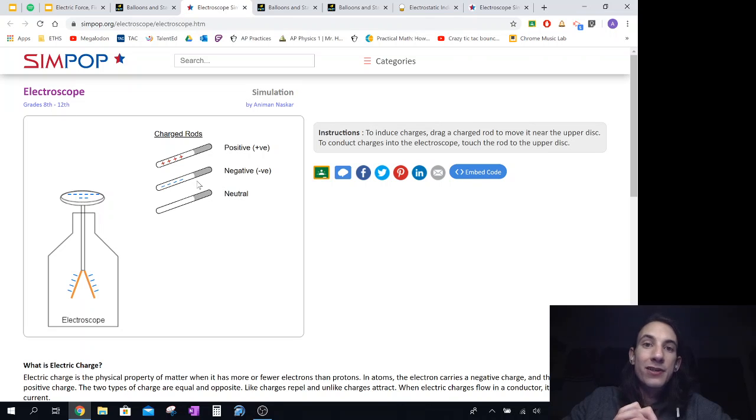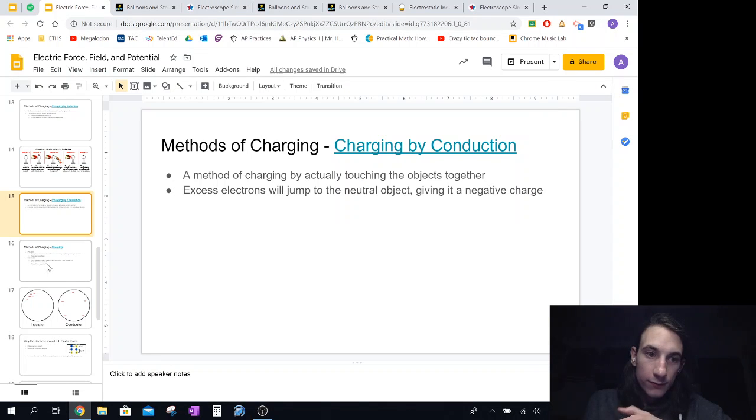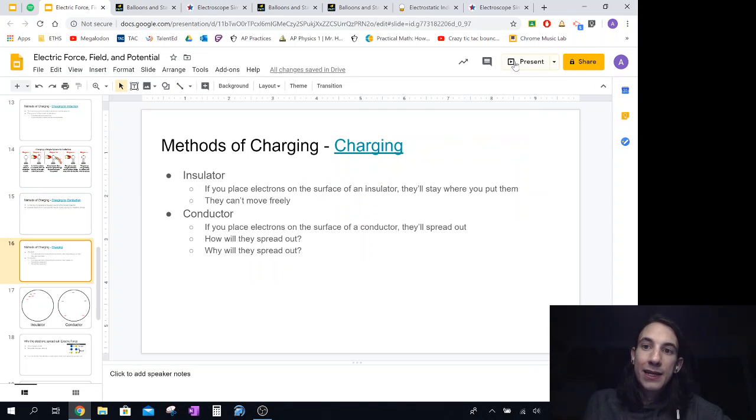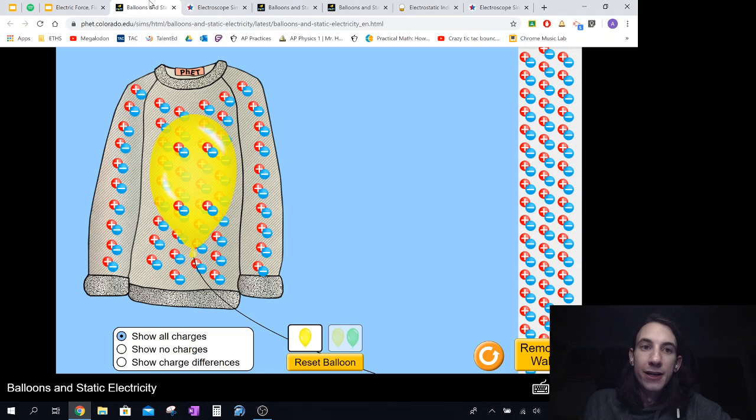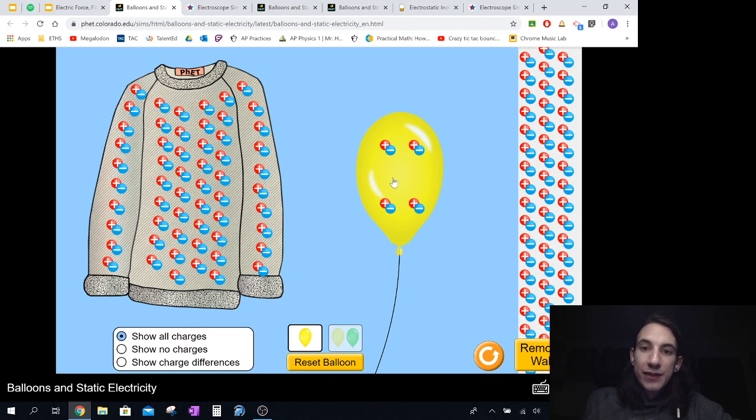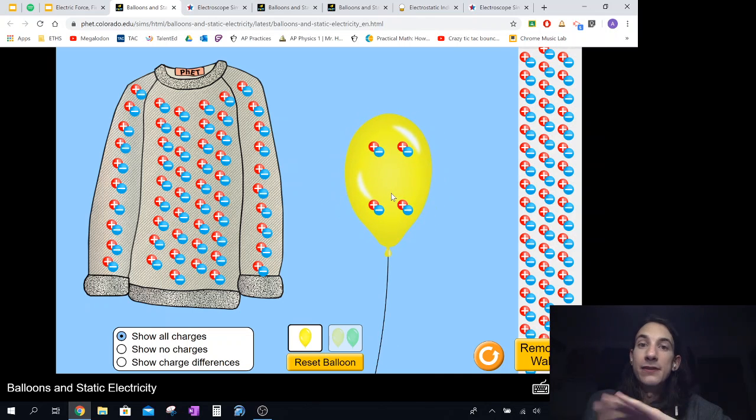So charging by conduction, I am just physically bringing the electrons from one conductor to the other, and they are able to move. So then why I had the balloon one is we're really looking at two different situations here. When we charge an insulator, that's kind of what we see with the balloon. This balloon is made out of rubber or latex or anything. It's an insulator. It's not made out of metal.